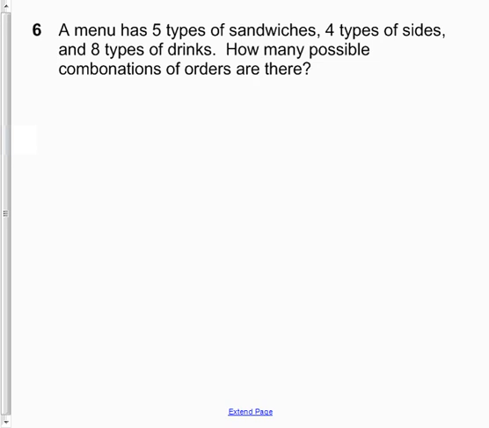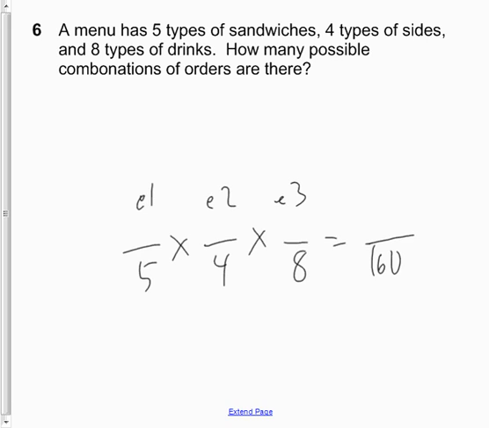Okay. Question 6 is a menu has 5 types of sandwiches, 4 types of sides, and 8 types of drinks. So if I think about being 3 events, the first one has 5 different combinations. The second one has 4, and the third one has 8. How many combinations of orders are there? You didn't do a tree diagram for this, did you? That would be the most awkward-looking picture ever. Yeah, there are 160 possible combinations in total there. It's actually a grade 7 question.